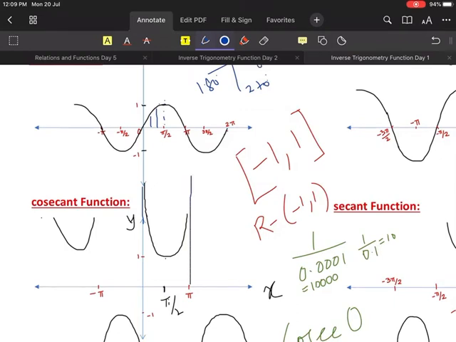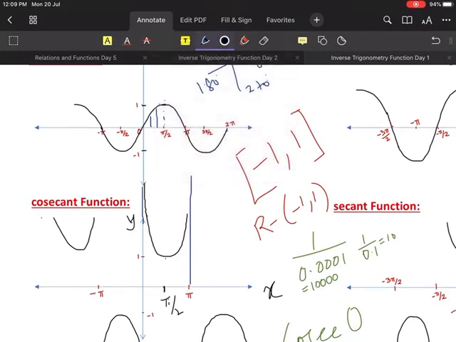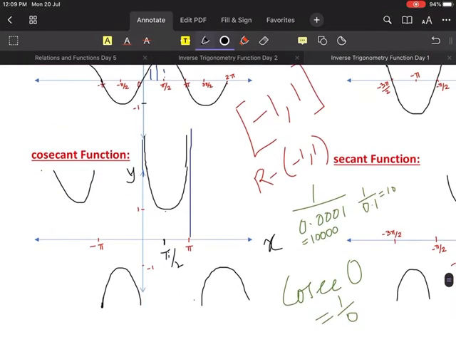Now since it's undefined, if I draw a straight line through pi, now listen carefully, this curve of the cosec function will never touch this line, right? But it will be very, very big the more we get closer to pi. Yes or no? Everyone, have you understood the curve?